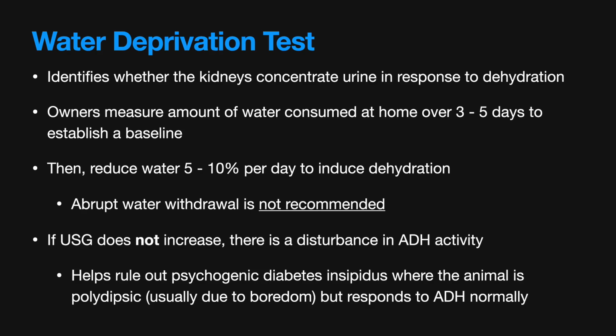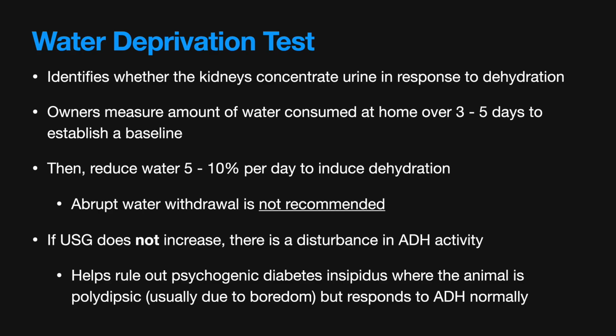The water deprivation test is used to identify whether the kidneys are able to concentrate urine in response to dehydration. To perform this test, owners measure the amount of water that the pet normally consumes at home for a period of 3 to 5 days to establish a daily baseline. Then they reduce water by 5 to 10% per day to slowly induce dehydration. Abrupt water withdrawal is not recommended for this test, so a slow introduction of dehydration is preferred.